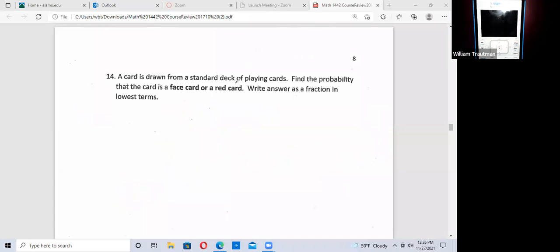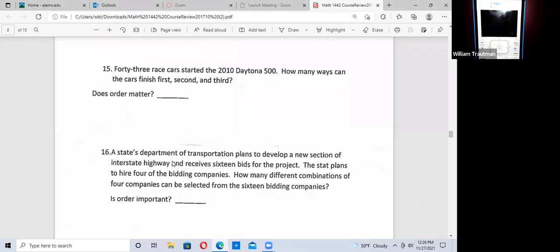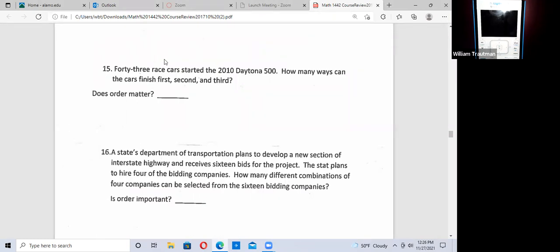Okay, question 15. 43 cars are started at a race. How many ways can the cars finish first, second, and third? Well, because they're finishing first, second, and third, order matters. Order matters a lot. It's really important who comes in first place, second place, and third place. Order matters means it's a permutation, and we're choosing 3. So you have to put 43P3 into your calculator, a permutation picking 3 from 43.